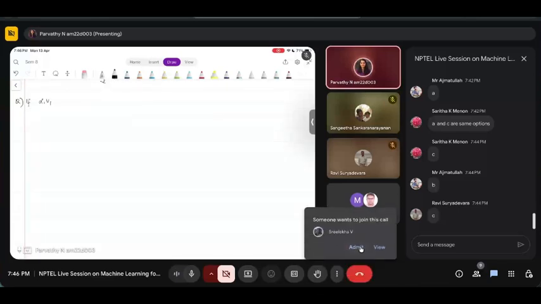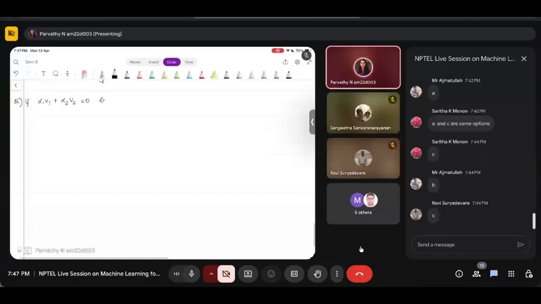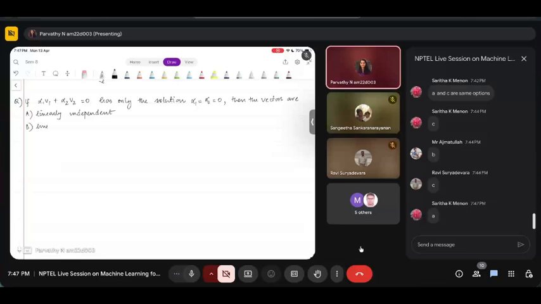If alpha 1 V1 plus alpha 2 V2 equal to 0, and that's the only solution, alpha 1 is equal to alpha 2 is equal to 0, then the vectors are: linearly independent, linearly dependent, parallel, or none of the above?